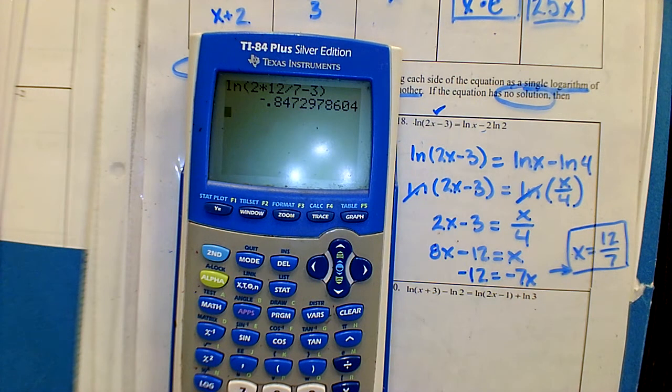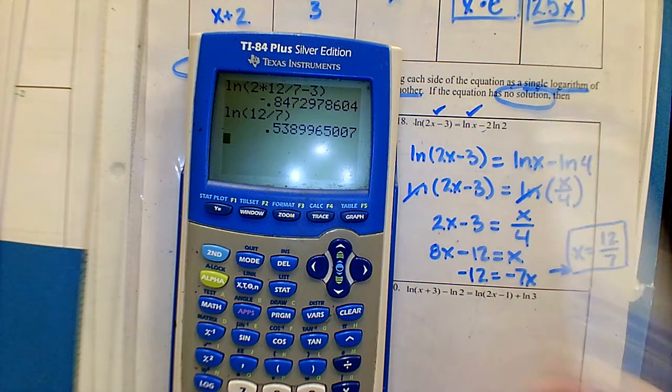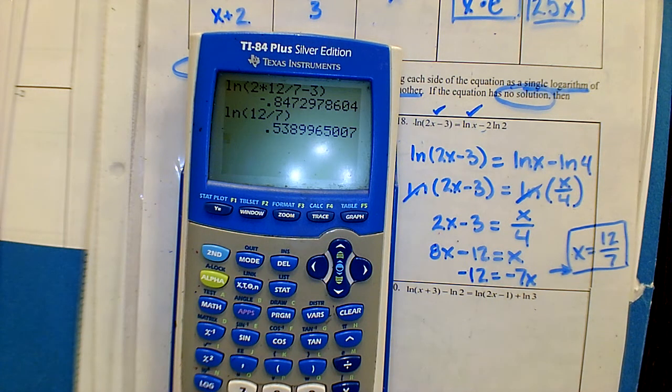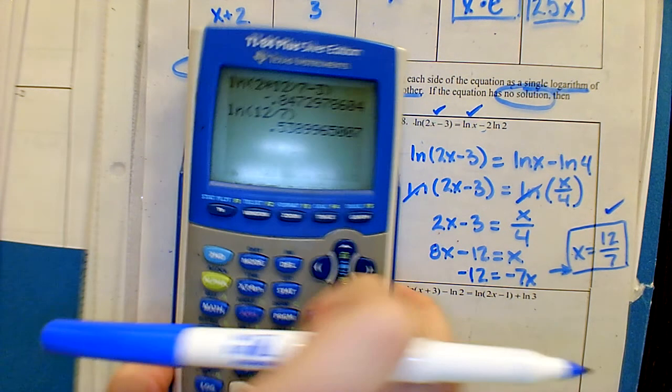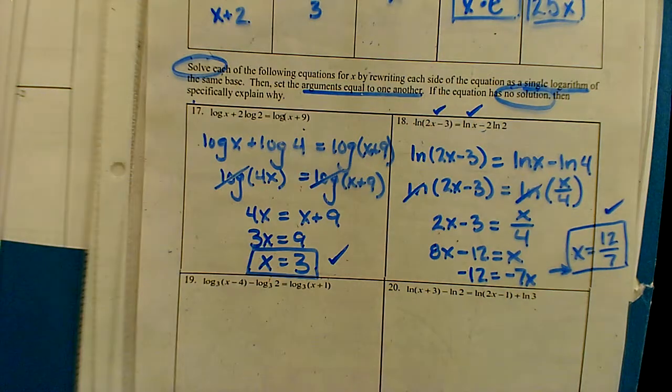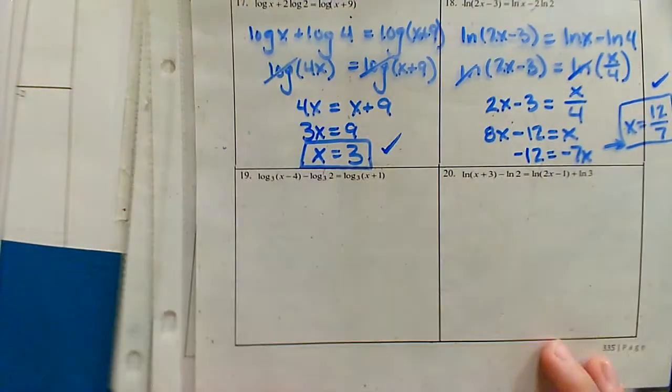Let's check out the next one. We just need natural log of 12 divided by 7. And looks like we get a value for that one. So the x solution we found is able to be substituted back in to get some type of value. So it looks like that's a good solution that we found. All right, let's try the next one.